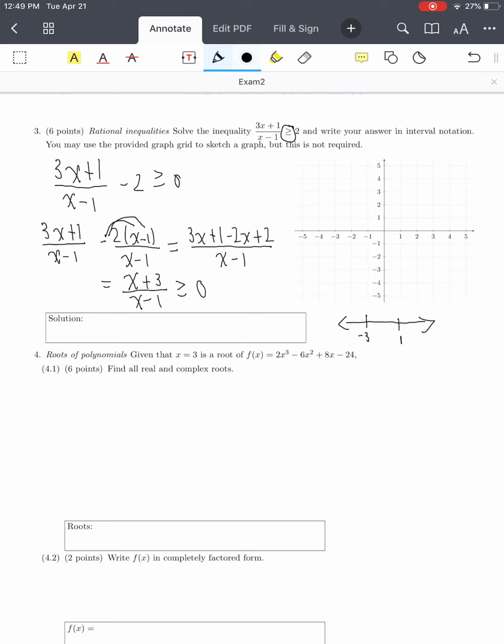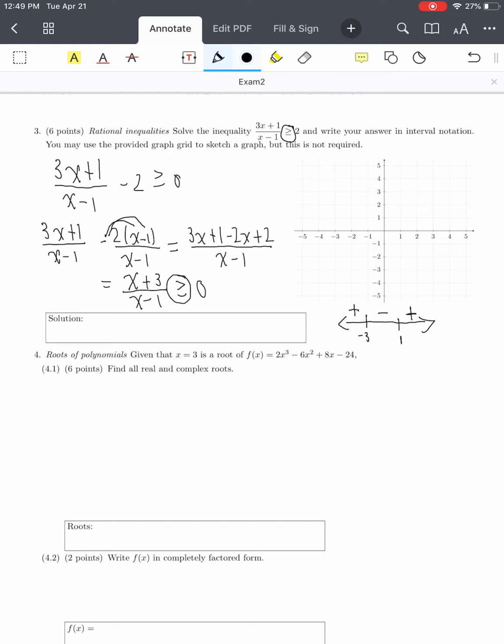Now I'm just going to fill in the sign line. So if x is greater than 1, say if x is 2, 3, or even 100, well, 100 plus 3 is positive, and 100 minus 1 is also positive. So positive divided by a positive is positive. And then the multiplicities of these are both 1. So they're both odd multiplicities, which means it's going to switch signs as we jump across. So now we have our sign line.